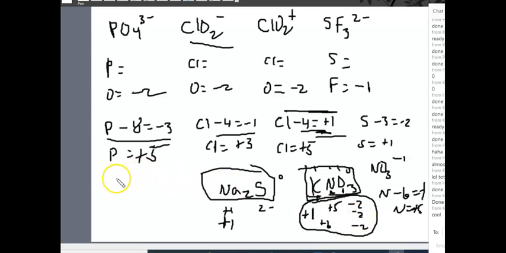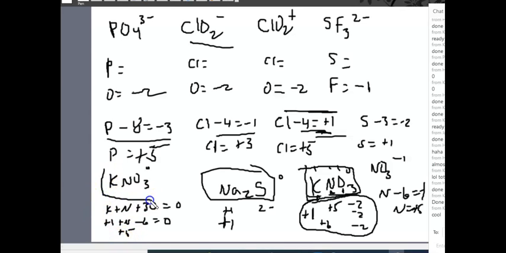Another way of doing it for this one is potassium plus nitrogen plus 3 oxygens all equals 0, because I have a 0 overall charge. So we know potassium is a +1 plus nitrogen -6 equals 0. So my nitrogen has to equal a +5. That's another way of doing it if you have the whole formula. If you're just given an ion, then it's the same thing. You just make it equal to the actual charge on your ion.